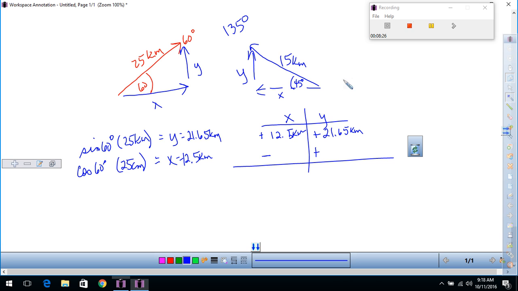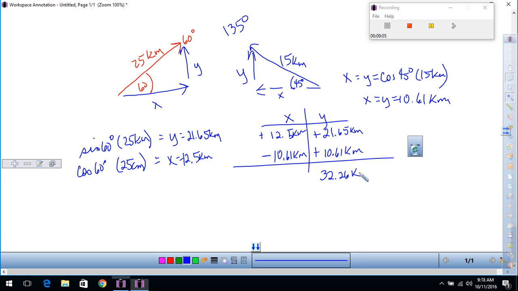Alright, then my X and Y are going to be equal because it's a 45, 45, 90 triangle. So X equals Y equals cosine of 45 degrees times 15. So cosine of 45 is 0.7071. Multiply that by 15 and you get 10.61. So remember that this is a negative 10.61 because it's to the west. This is a positive 10.61 kilometers because it's to the north. So this is going to be 32.26 kilometers. And then this minus this, 12.5 minus my 10.61, gives me 1.89.